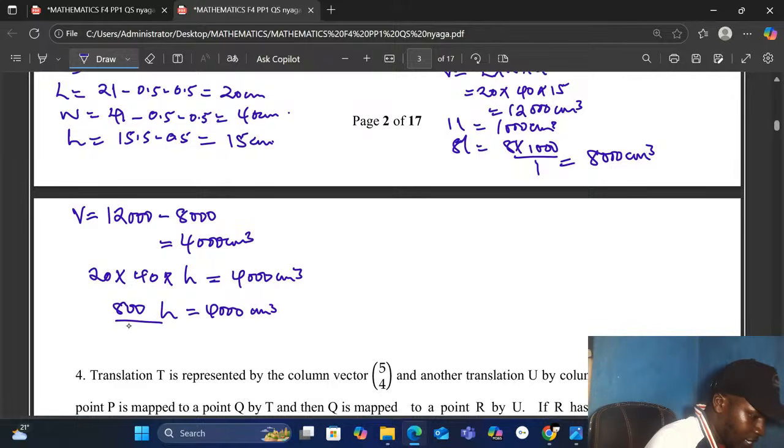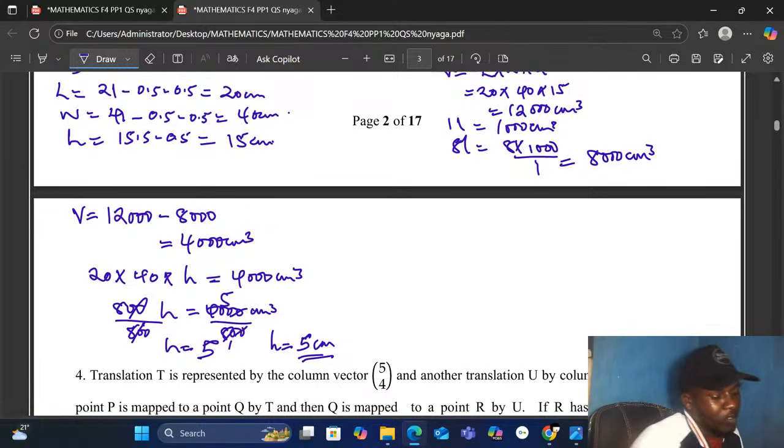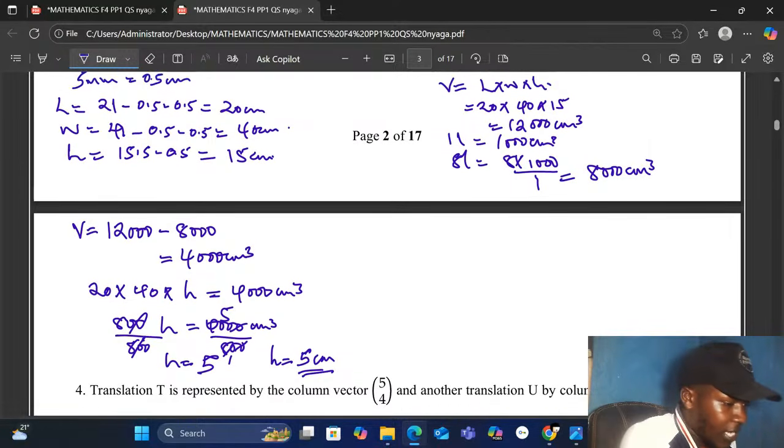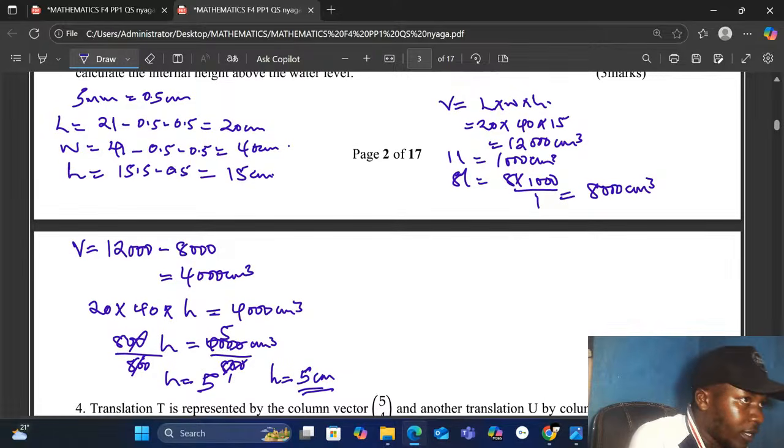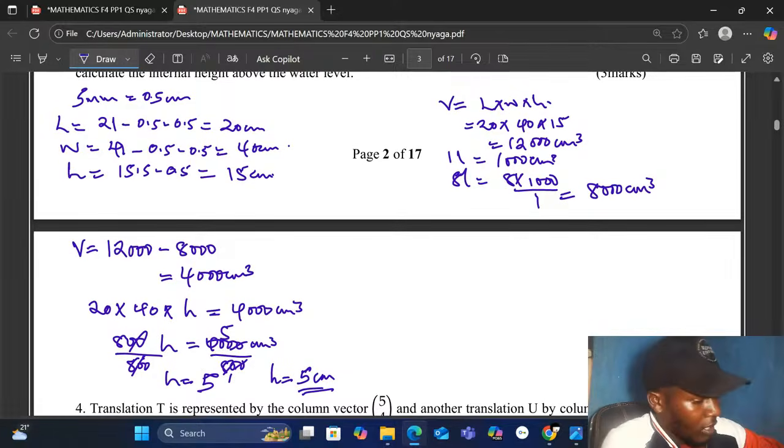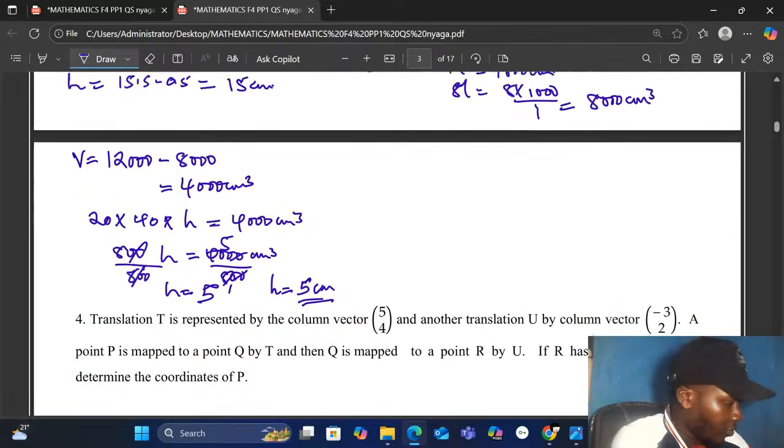Now we divide by 800 to find the value of h, the height. 4,000 divided by 800 is 5, so the height is now 5. So the height that is not filled with water becomes 5 centimeters. So that is the height that is not filled with water. Then we move to the next question, number 4.